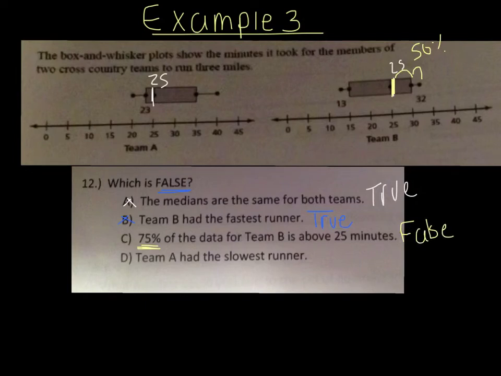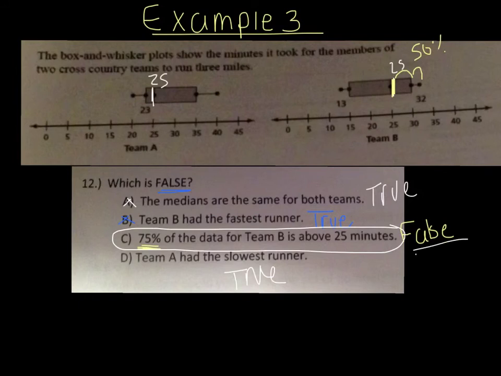But let's again go on to D just to make sure that D is true before we decide on our final answer. D says Team A had the slowest runner. Well, again, this is similar to B in that when we're talking about the slowest runner, that's the person who took the most time to finish the 3 miles. And so it looks like Team A's slowest runner was 40 minutes and Team B's was only 32. So it's true that Team A had the slowest runner, therefore confirming that C was correct. 75% of the data for Team B is above 25 minutes. That is false.